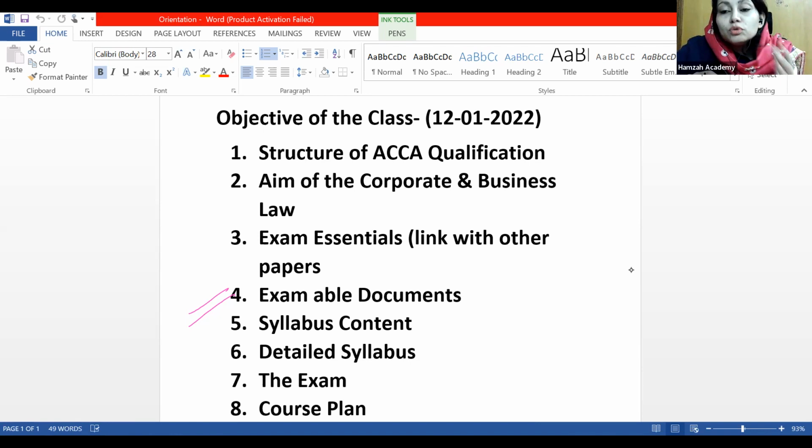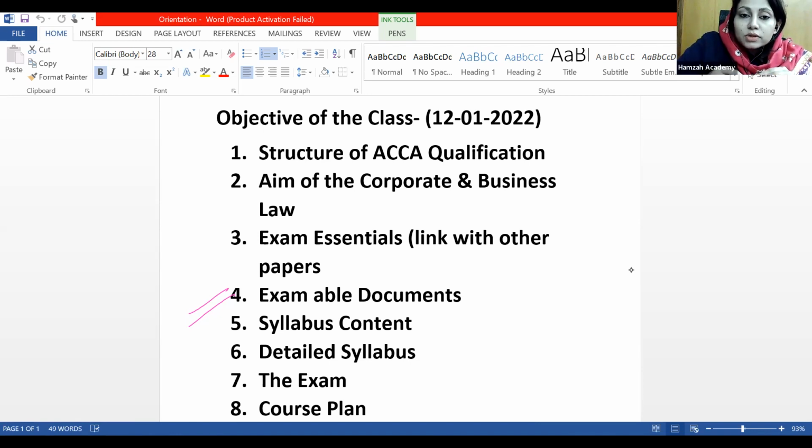Now you have paid, and the Hamza Academy has assigned you a tutor. Now it's your turn to get maximum benefit from your tutors, not only from the tutor of Corporate and Business Law, but from all tutors if you are attending other classes as well, right? So these are the key things that we will follow during our classes.